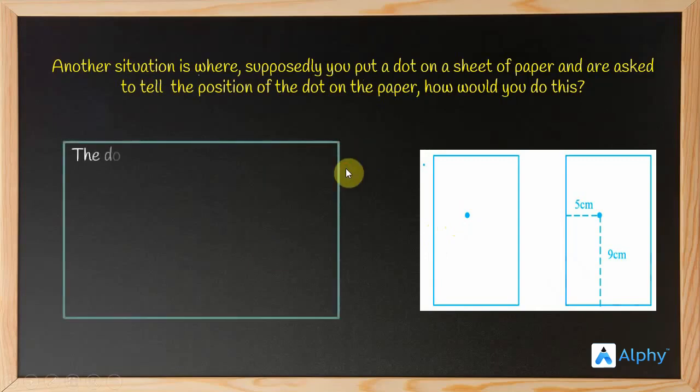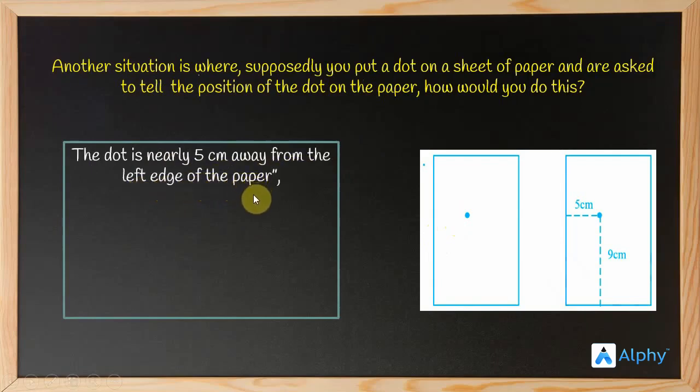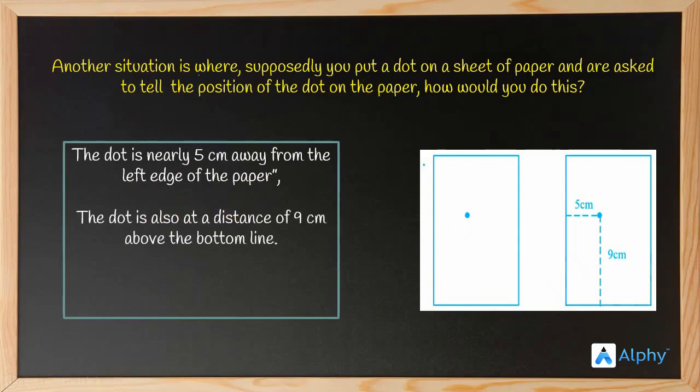No. But if you say that the dot is nearly 5 cm away from the left edge of the paper, it helps to give some idea, but still does not fix the position of the dot. A little thought might enable you to say that the dot is also at a distance of 9 cm above the bottom line. We now know exactly where the dot is.